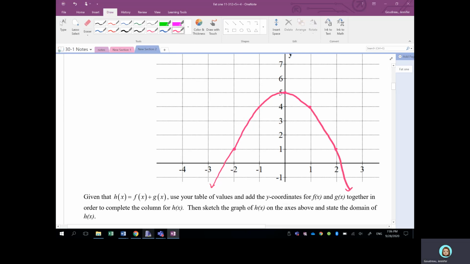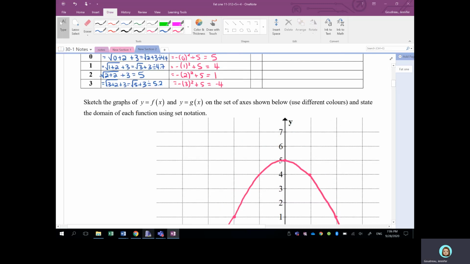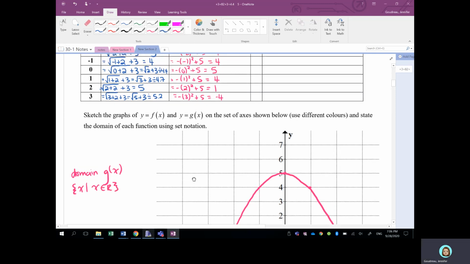And we are also asked to write the domain of g at x. So let's put that here. So the domain for g at x in set notation is going to be the set of all x such that x is an element of the reals. Let's go ahead and plot f at x as well on the same set of axes.